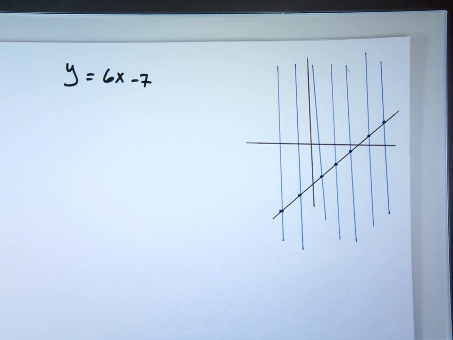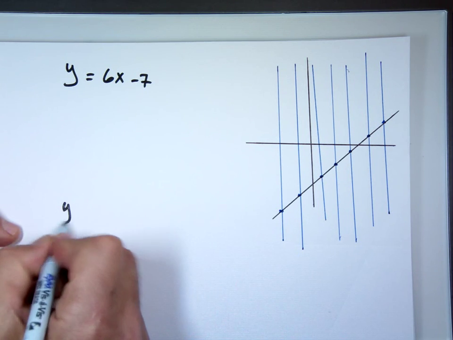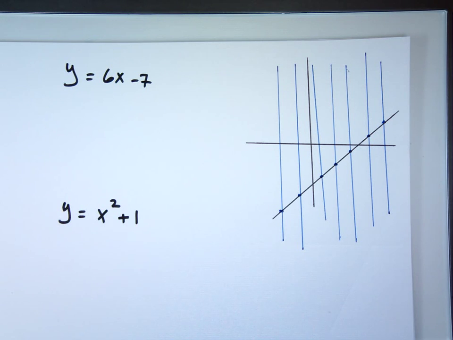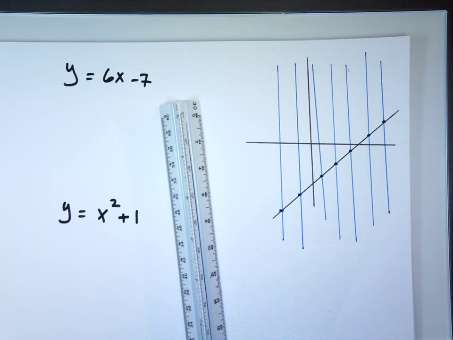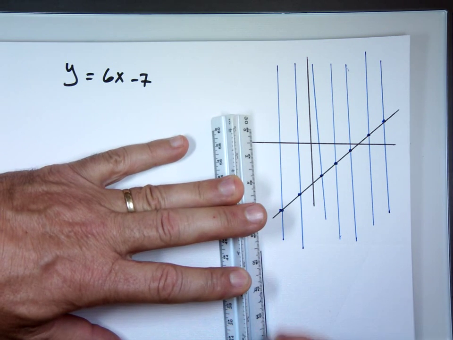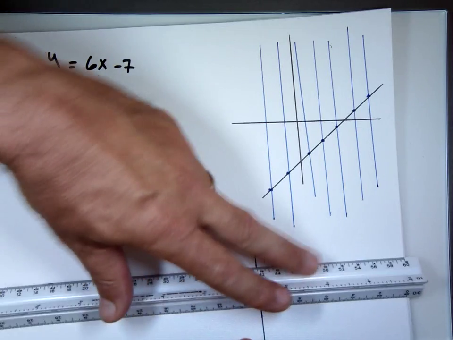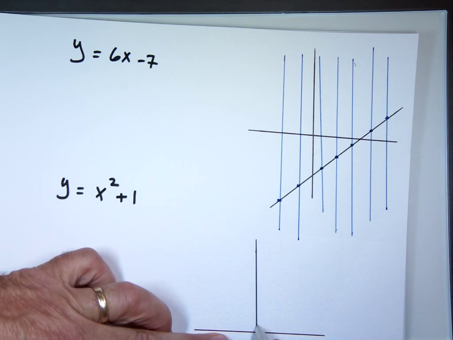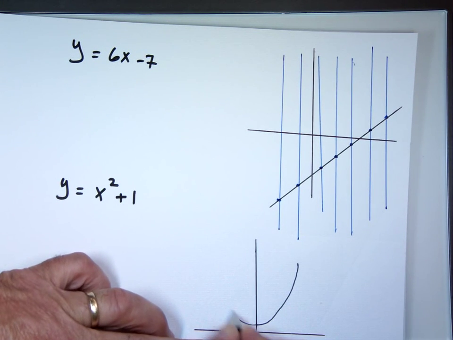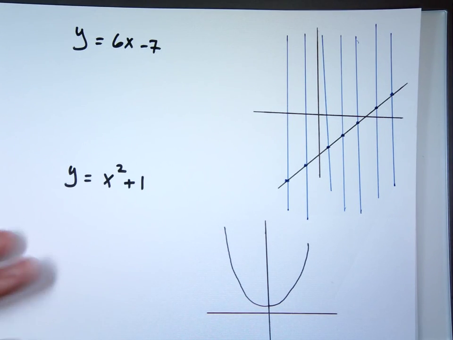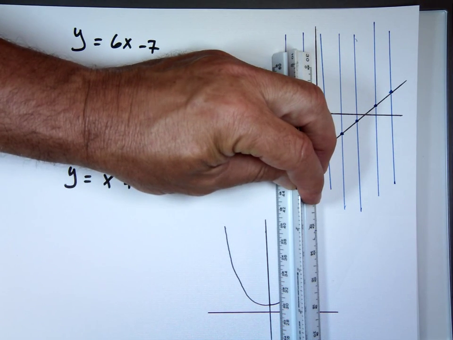If I have y equals x squared plus 1, and I graph that, that's also a function, because if you graph it, you will see it looks something like this. It is a parabola, with y-intercept of 1. It looks like this. That's x squared plus 1. Do a vertical line test. Draw lines parallel to the y-axis, going up and down.